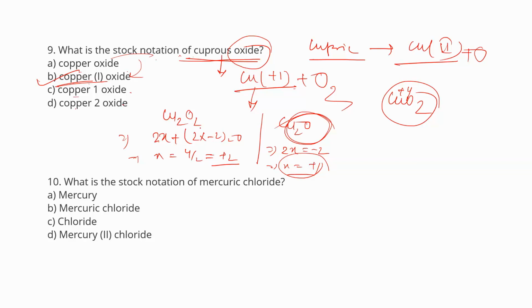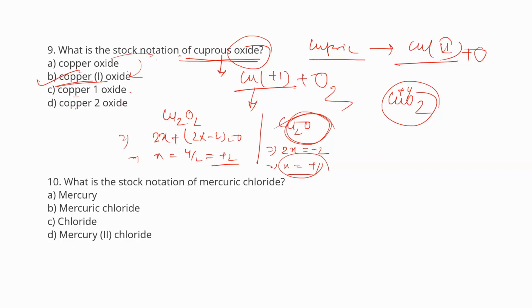So it is a cuprous oxide. Cuprous oxide means it is indicating the +1 oxidation state of the copper. When it is cupric, then it will have +2 oxidation state. So Cu2O will be the correct answer.